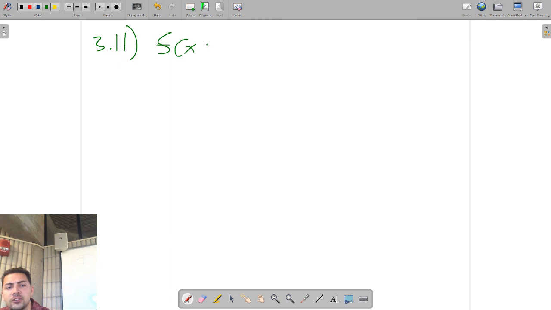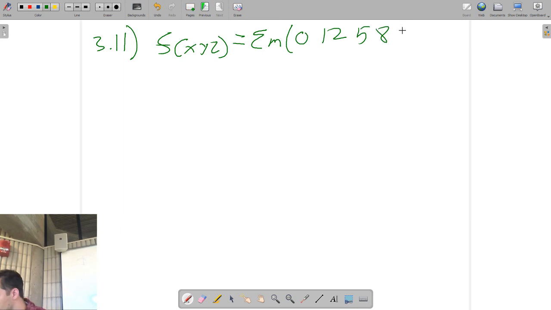F of x, y, z equals the sum of minterms 0, 1, 2, 5, 8, 10, 13. What is it asking you to do with it? Convert the following Boolean function from a sum of products form to a simplified product of sums form.